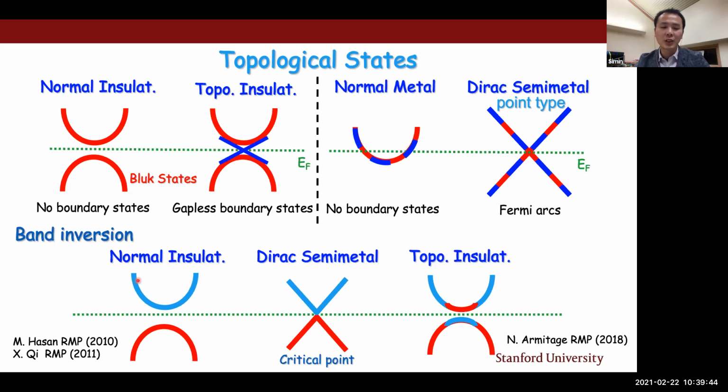For a normal insulator, if we move the conduction band towards the valence band, at the critical point, they touch each other, and the system is a Dirac semimetal. After the critical point, the conduction band and the valence band are inverted, and the system is a topological insulator.